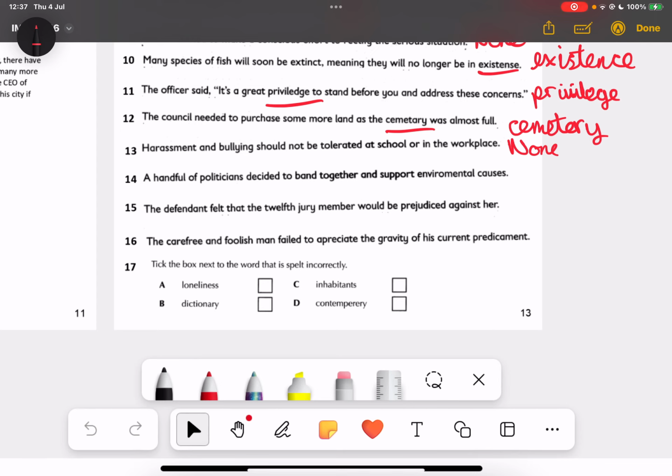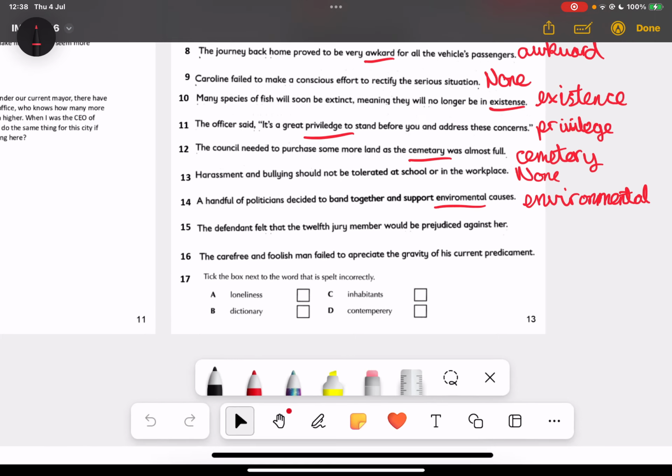14. A handful of politicians decided to band together and support environmental causes. This one is environmental. It should be spelled ENVIRONMENTAL. 15. The defendant felt that the 12th jury member would be prejudiced against her. This one is none.